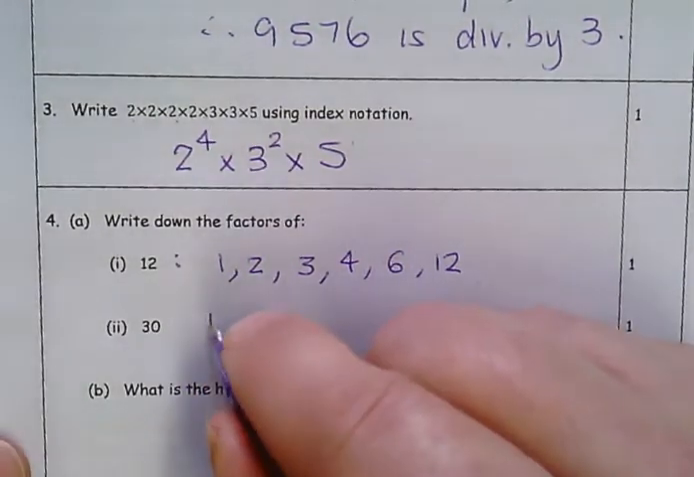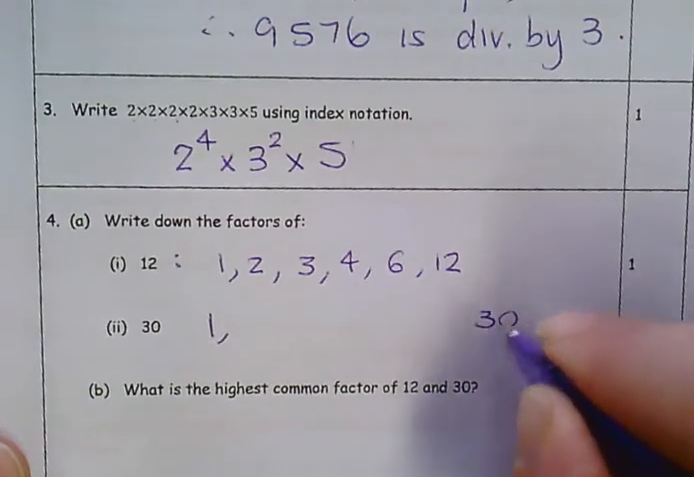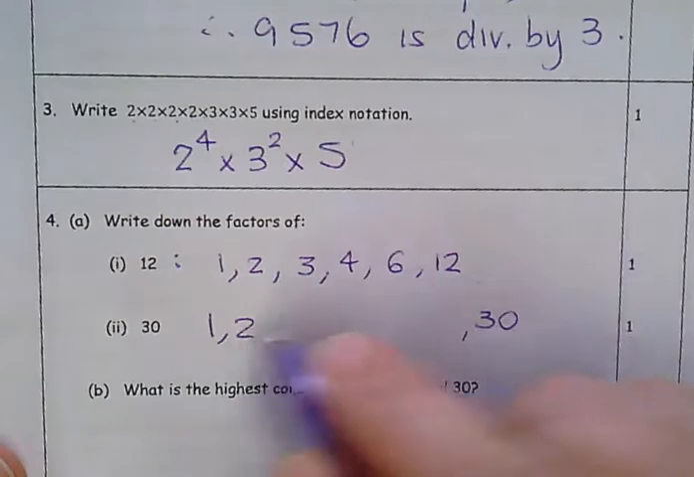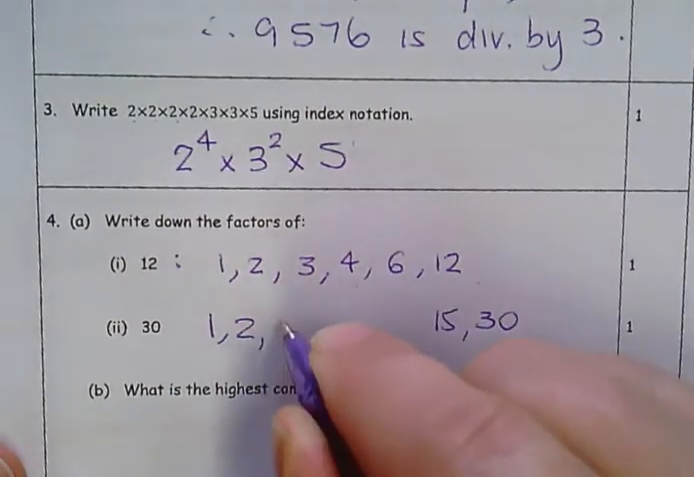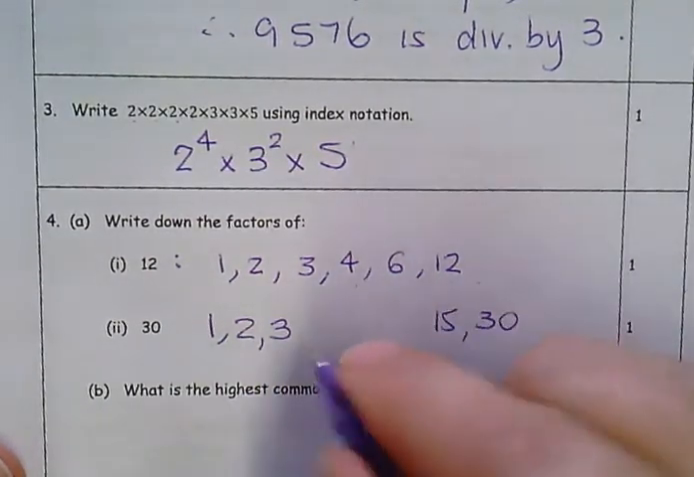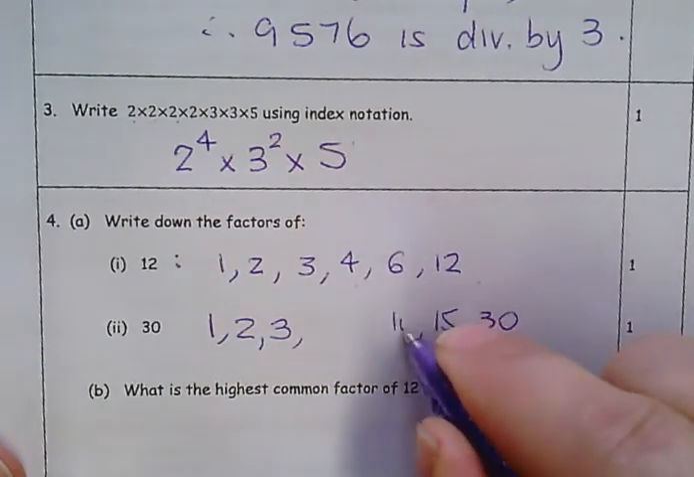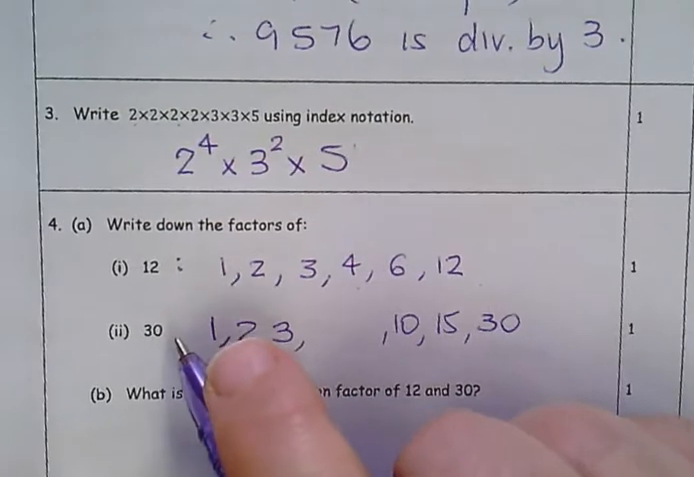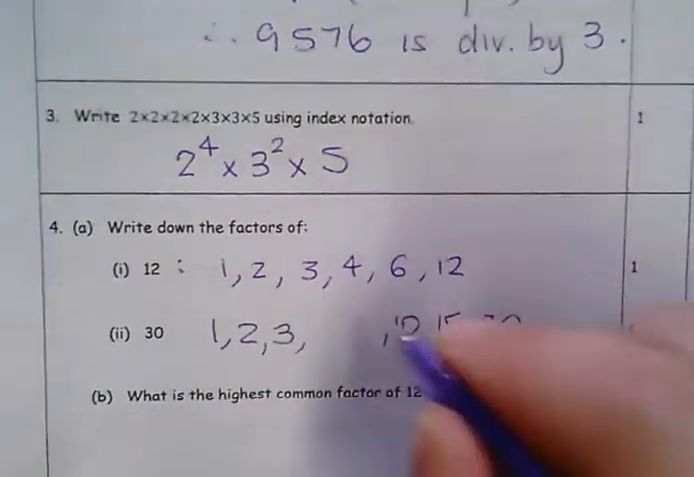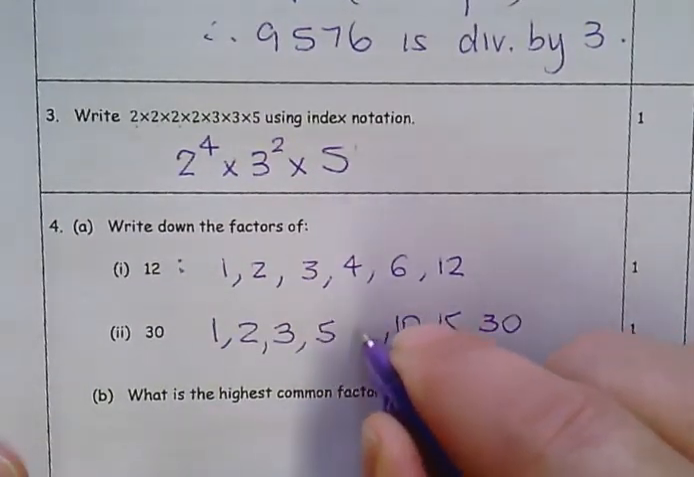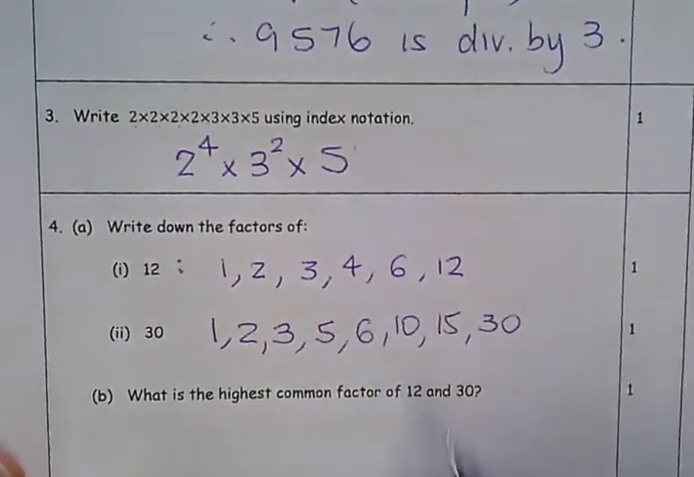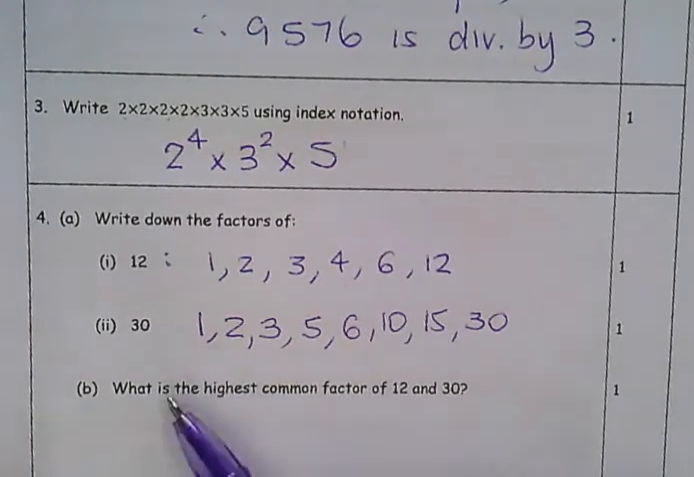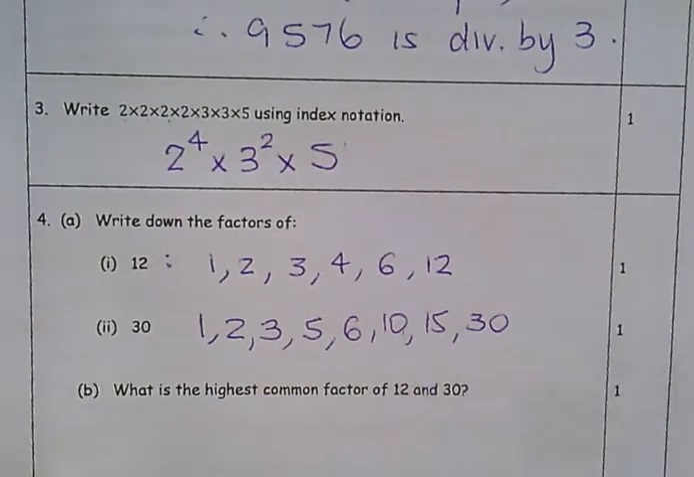And the factors of 30, again 1 and 30. 2, well 30 is even, so 2 will go into 30, so 2 times 15 is 30. 30 is divisible by 3 as well. 3 times 10 is 30. 4 is not a factor of 30, but 5 is, and its partner, 5 times 6 is 30. 7 does not go into 30, 8 doesn't, 9 doesn't, and we've got up to 10, so that's all of the factors of 30.